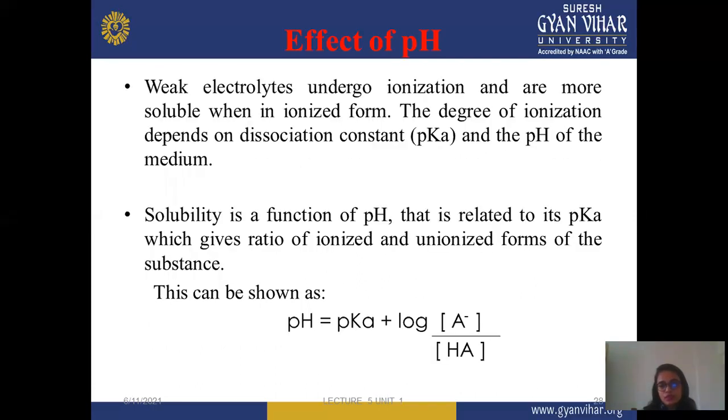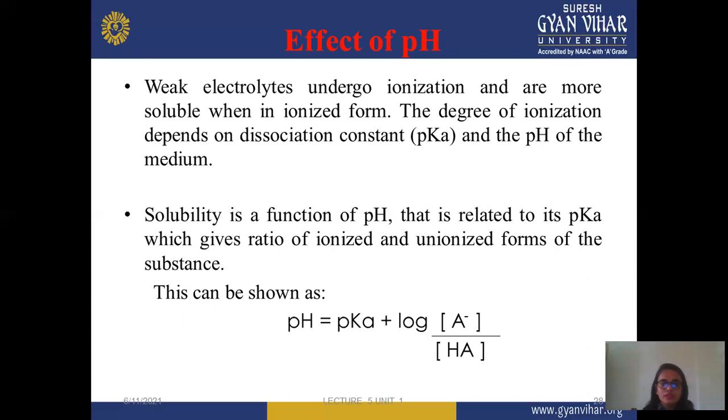Next is the effect of pH on solubility: how you change pH, or how the effect of pH shows in a particular drug. In this, weak electrolytes undergo ionization and are more soluble in ionized form, and the degree of ionization depends on the dissociation constant and the pH of the medium. Means more ionized drugs are solubilized easily, and weak electrolytes in ionized form show more solubility and are good drug compounds which easily get solubilized.